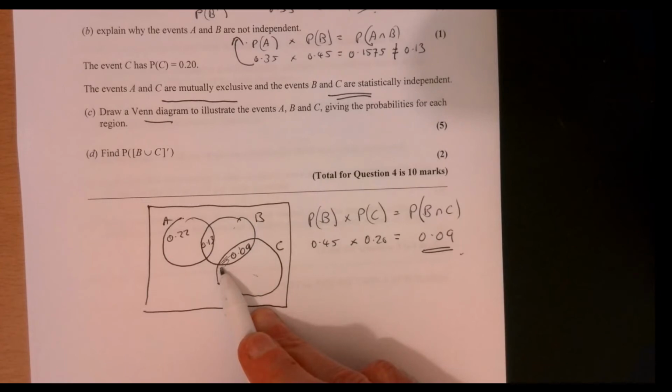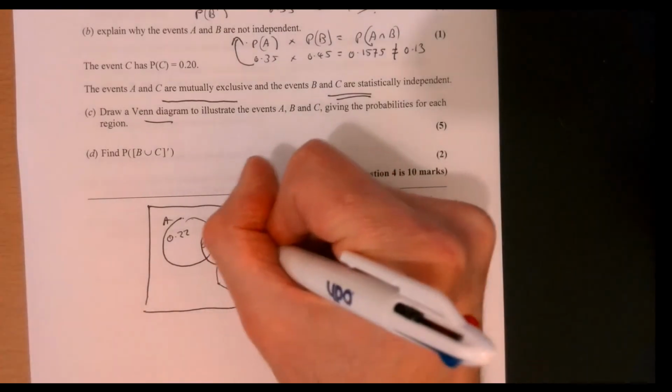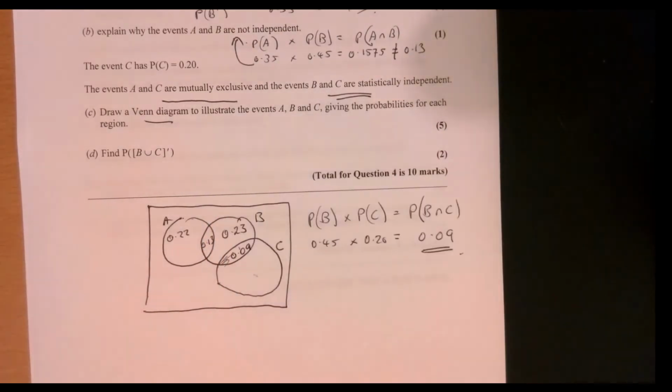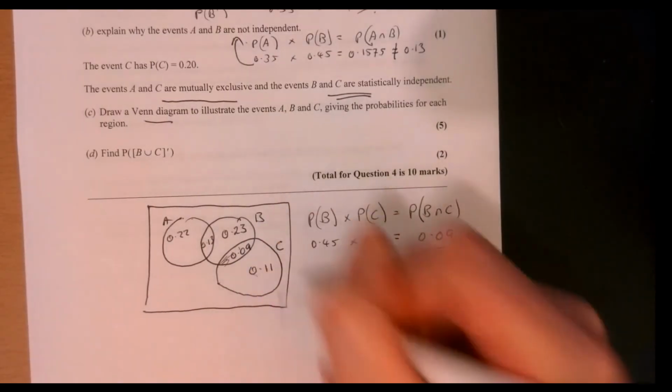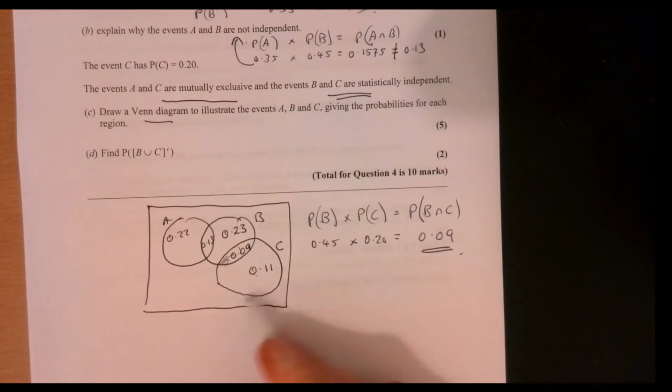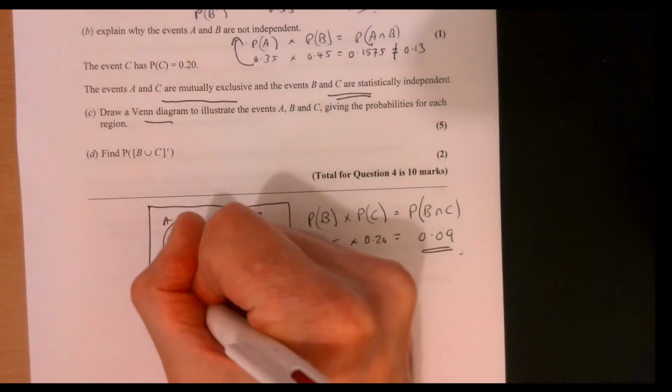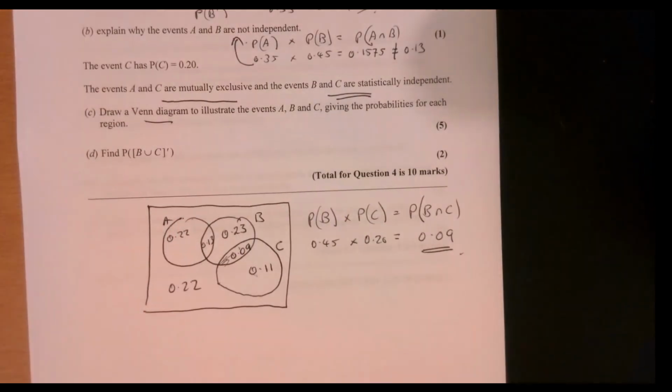Now I know all of this bit. We know B is 0.45 altogether. So take these away from 0.45 and we've got 0.23 just there. And again, we know this is 0.2. So therefore that's got to be 0.11. And we know everything adds up to 1. So that will give us 0.22 out there.